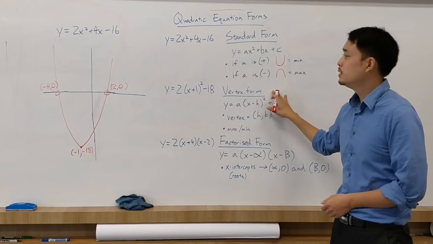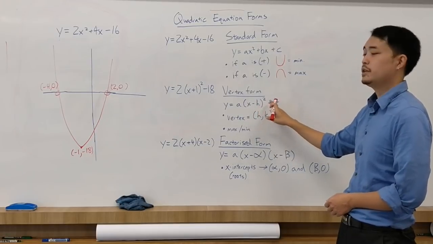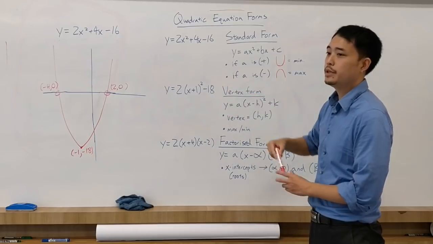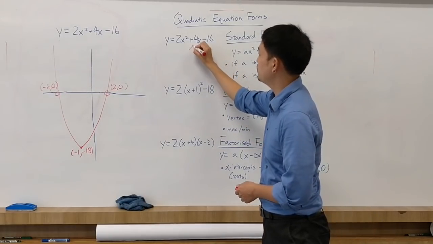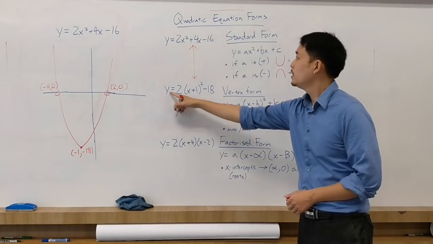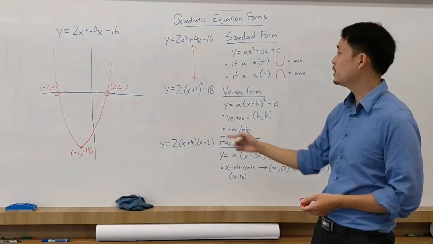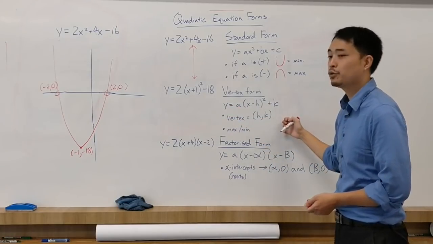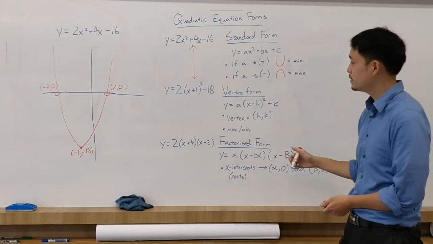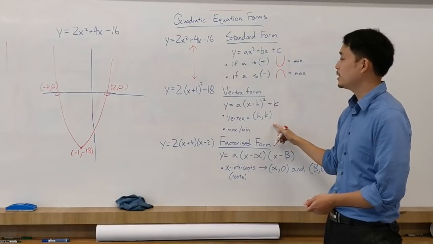Vertex form is in the form y equals a times (x minus h) squared plus k. So this equation is the same as this equation, but just placed into vertex form. This equation in vertex form becomes y equals 2 times (x plus 1) squared minus 18. Vertex form tells us a little bit more, because it tells us where the vertex of the parabola is. In vertex form, the vertex of the parabola is simply (h, k).